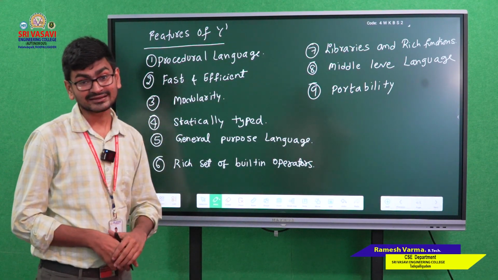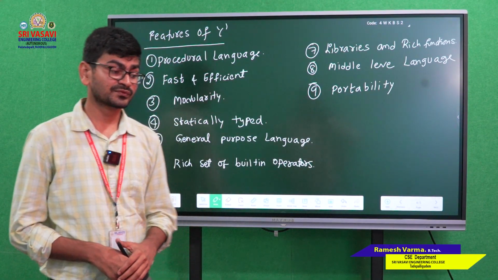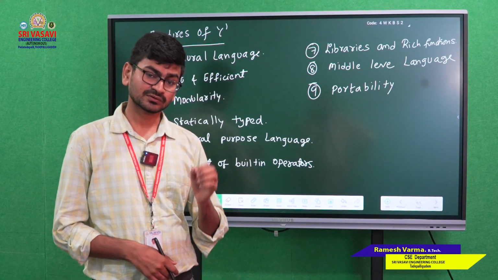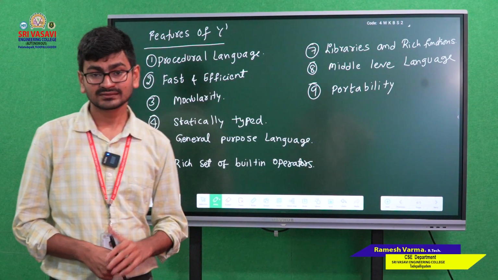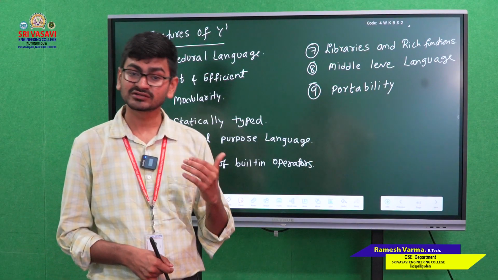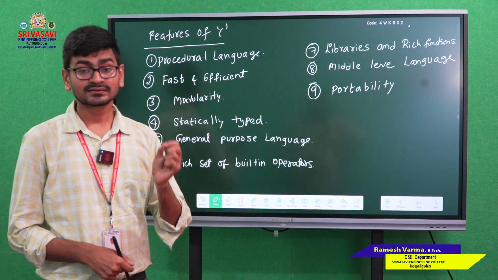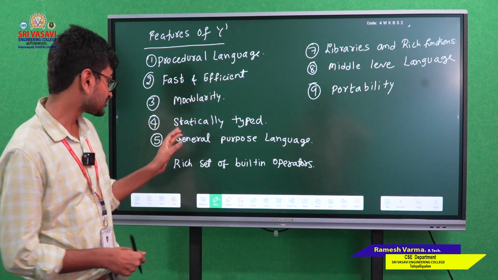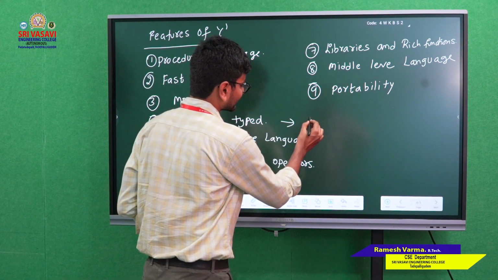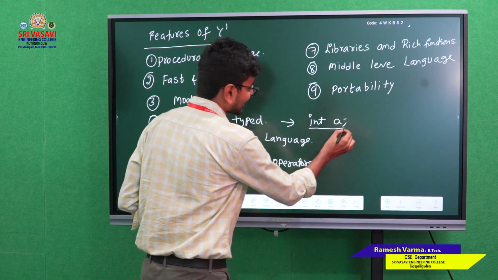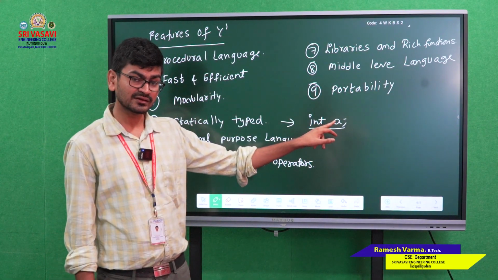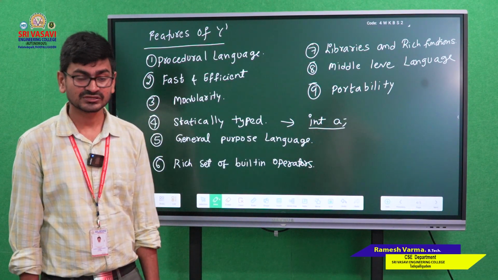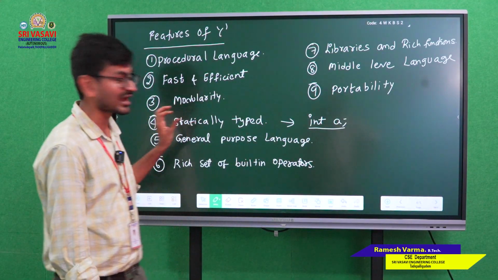And when it comes to statically typed, it means when we declare one variable, we have to tell which data type that particular variable should hold. This type of language is called statically typed. We have to tell the compiler that particular variable has this data type. For example, if we write int a, that means we are telling the compiler there is one variable called a, which is of type integer, because this variable can hold integer values. So this nature is called statically typed.